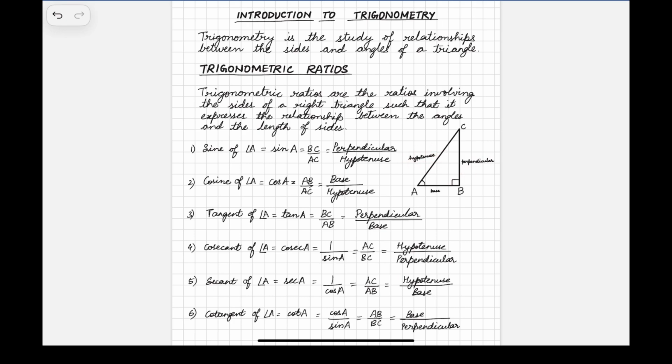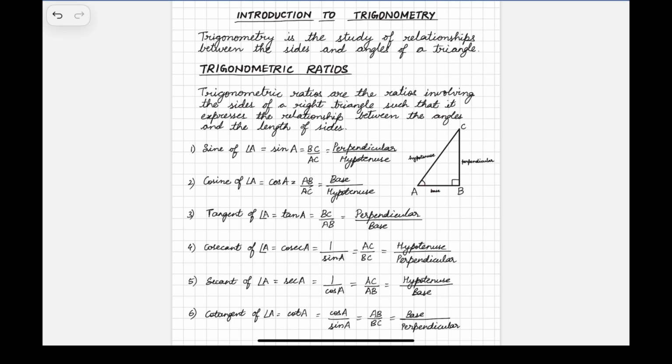The side opposite to this angle A is called perpendicular and side adjacent to angle A is called the base. So sine of angle A is equal to sin A, which is BC by AC, that is perpendicular by hypotenuse. Cosine of angle A is equal to cos A, which is AB by AC, which is base by hypotenuse. Tangent of angle A is equal to tan A, which is BC by AB, that is perpendicular by base.